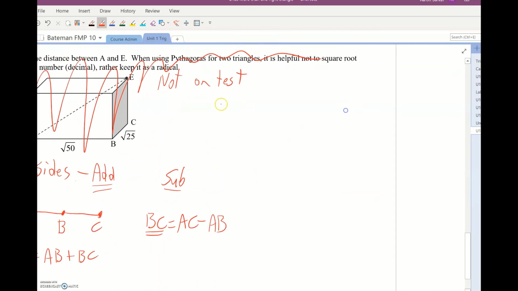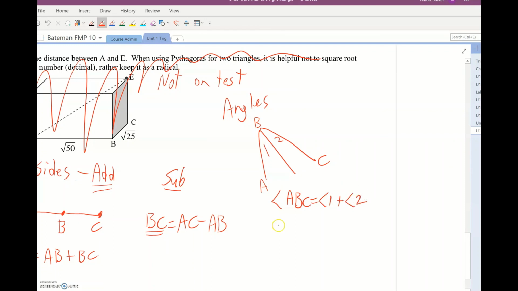Same thing with angles. So if we have angle 1, then we have angle 2, that'll be angle ABC. So angle ABC equals angle 1 plus angle 2, and angle 2 would equal angle ABC minus angle 1. So a little bit indirect measurement there, adding and subtracting to find what you need. Okay, homework questions are challenging. Absolutely, give it a shot, okay?